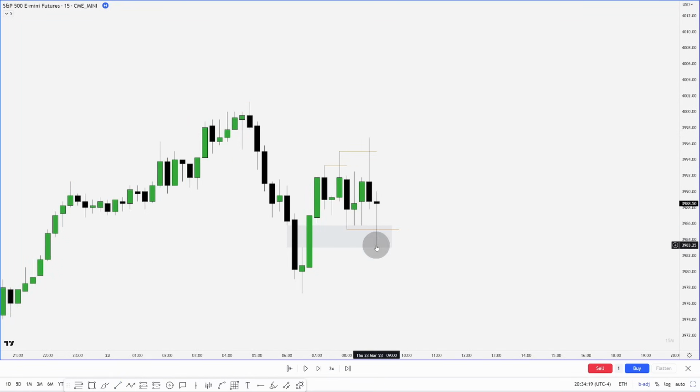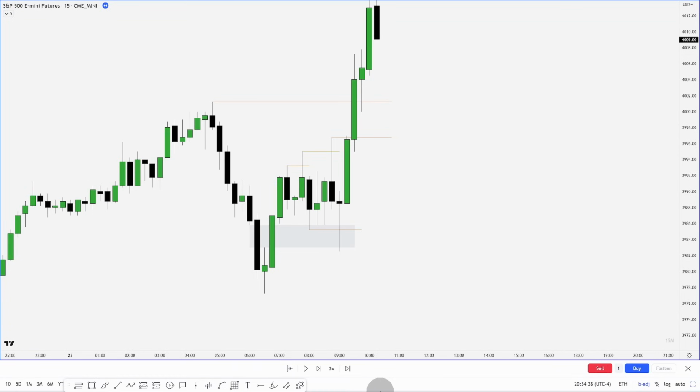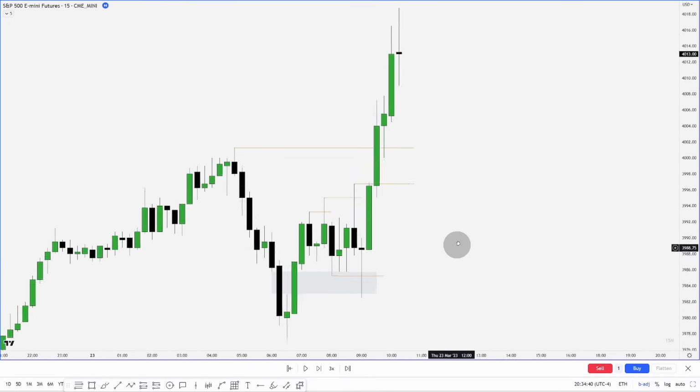Right there, we take this low, completely fill in this fair value gap. And where do we expect price to reach now? Our current buy side and this high. And then we get a nice expansion move higher.